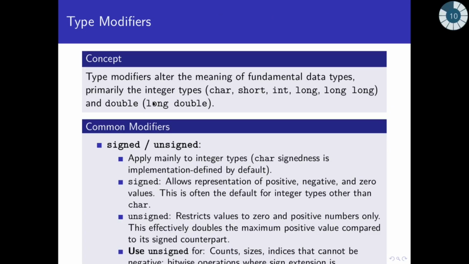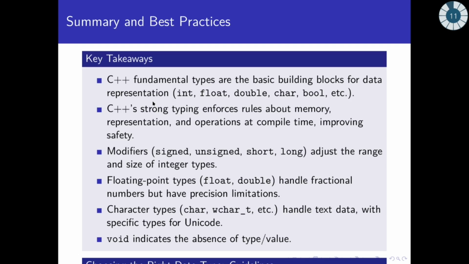So now let's see the type modifier. The type modifier also alters the meaning of a fundamental data type. An integer type: char, short, int, long. In case you want to have a long data value, we can also assign an unsigned value to it. What is the key takeaway here? C++ fundamental types are the basic building blocks of data representation. These are primitive data types: int, float, double, char.